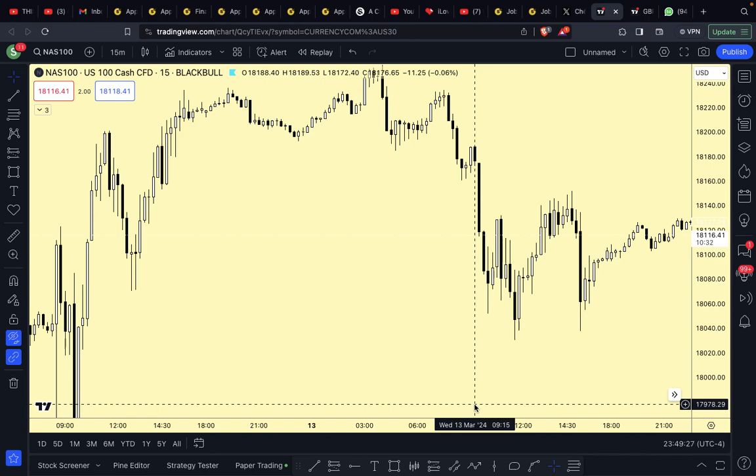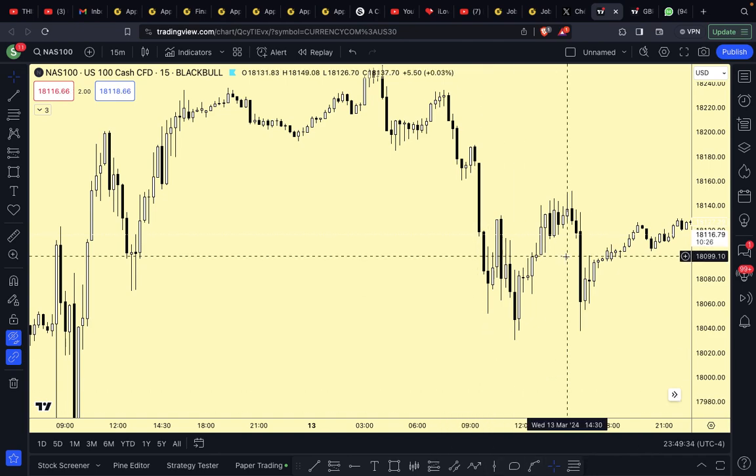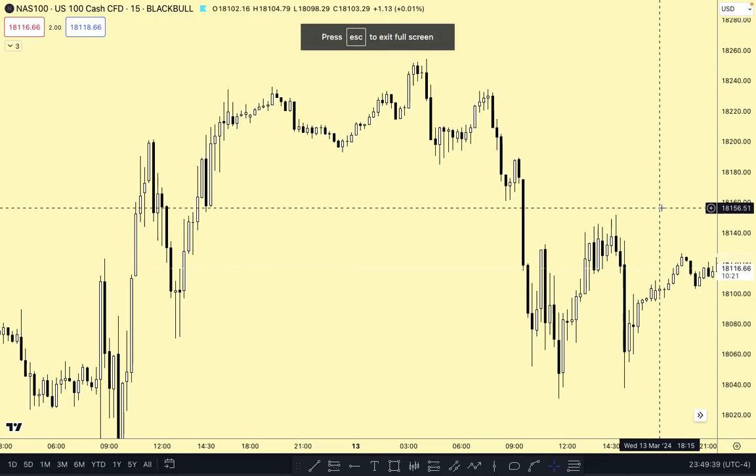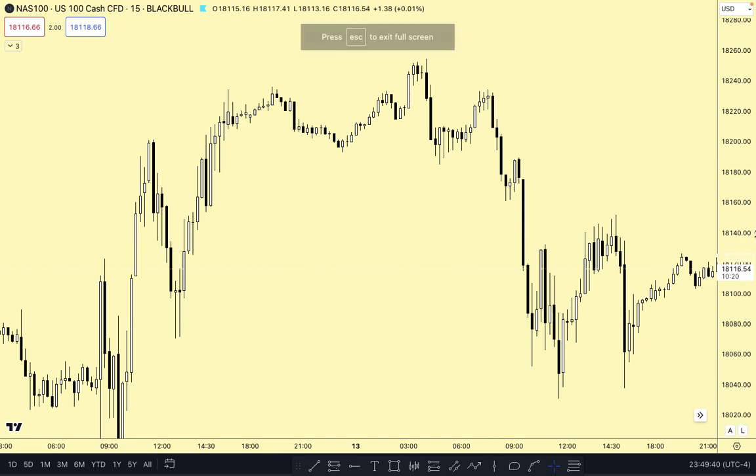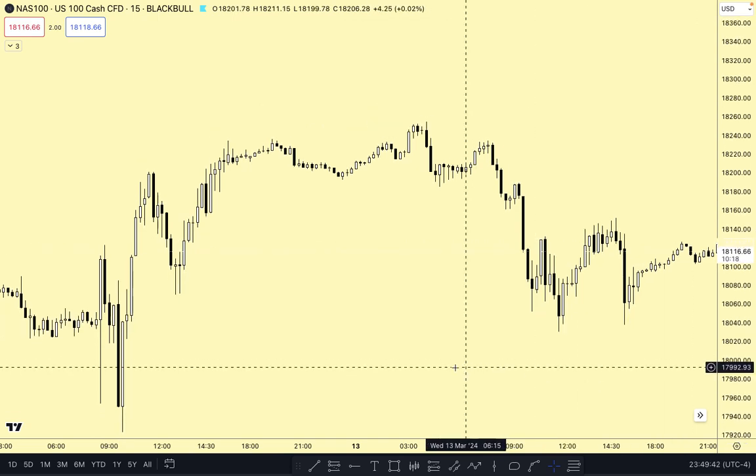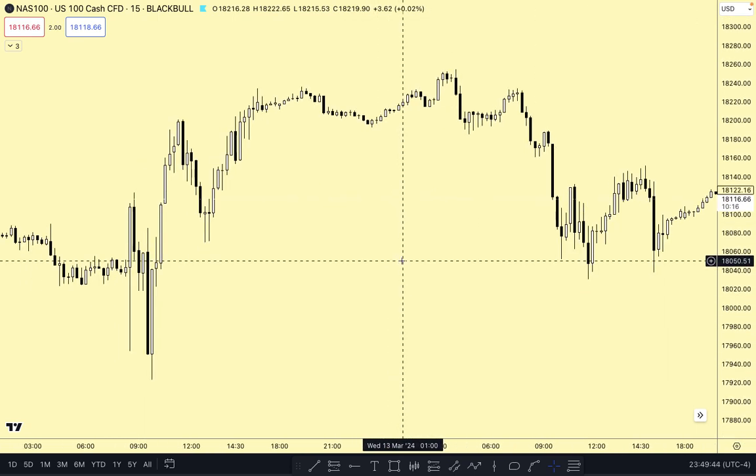Today my application of the quarterly theory is during the AM session of New York. So we're looking at a CFD NAS 100 by Black Bull. As you can see, price is moving nicely. Oh, my phone's making the mic sound weird.